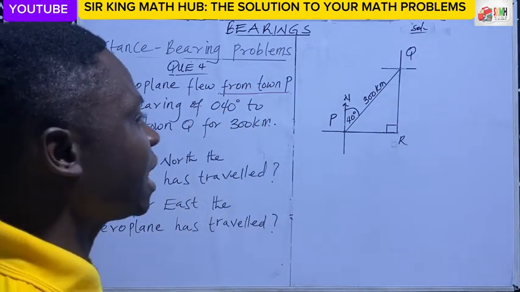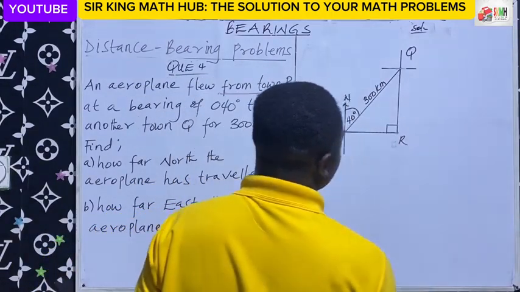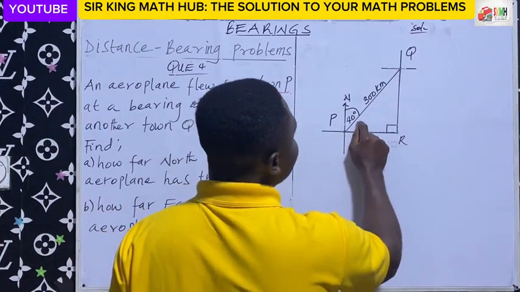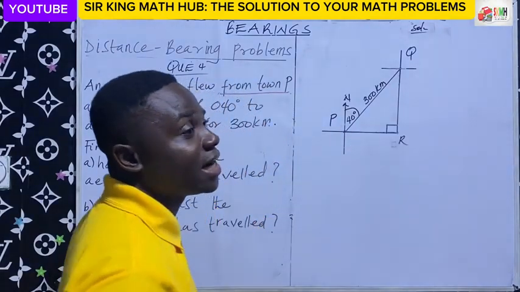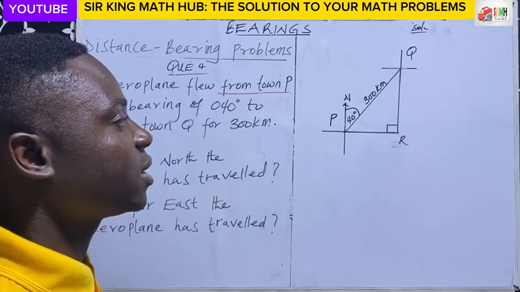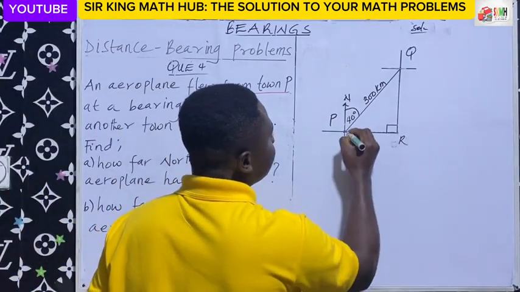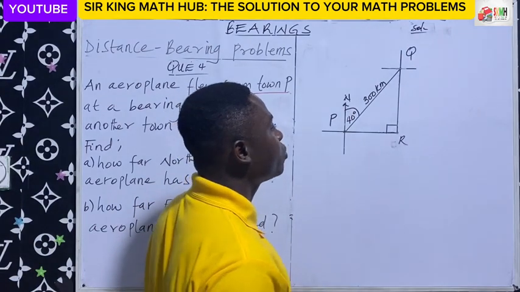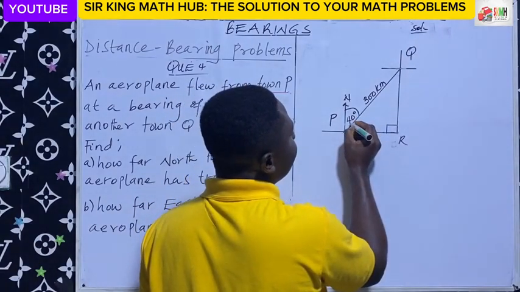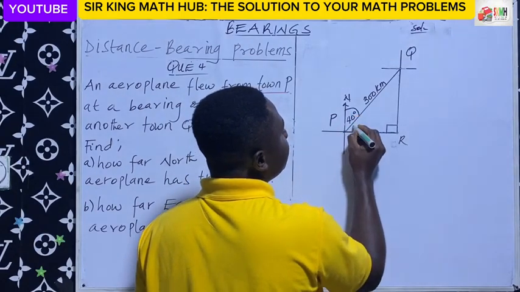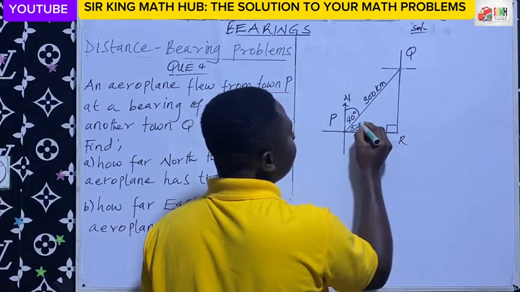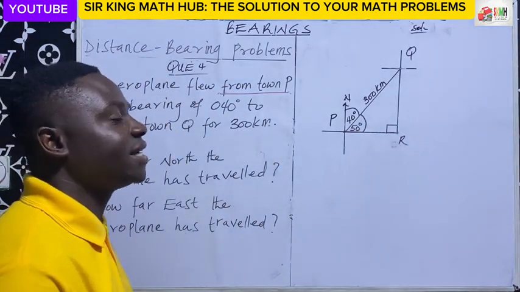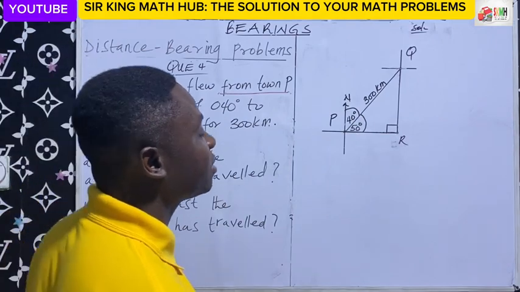So now, how do we calculate how far east it has traveled and how far north it has traveled? At least we need an interior angle inside the right angle triangle. So now let's focus on this quadrant. The measure of a quadrant is 90 degrees. So if this part of the quadrant measures 40 degrees, then this side here must measure 50 degrees.